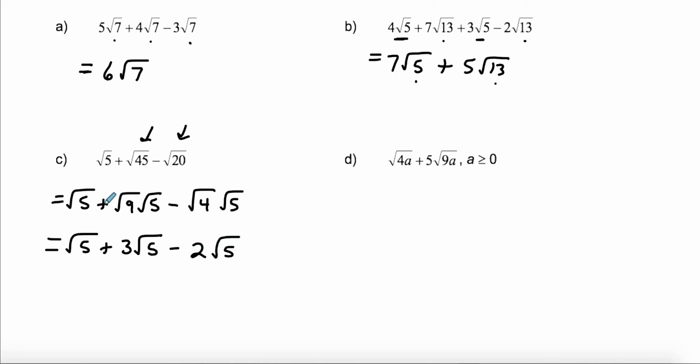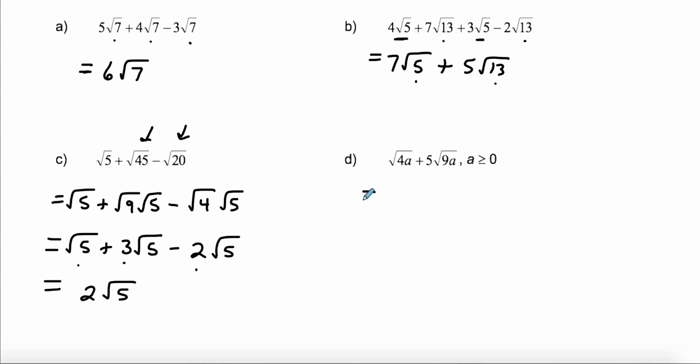Some students do that. Once you actually take the square root of 9 and you get 3, the radical sign disappears, right? You found the square root of 9 and now you have 3. So then how many root 5s do you have? You have 1 plus 3, that's 4. Take away 2. So you're left with 2 root 5, and the square root of 5 can't be broken down any further. So we have a simplified answer, and it's an exact answer right there.